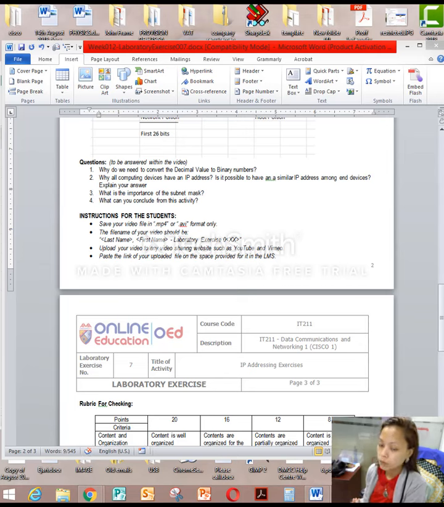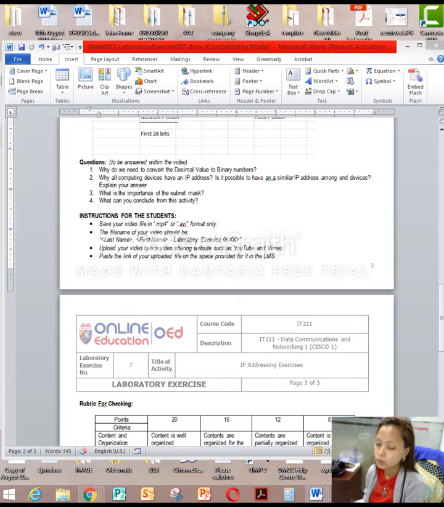Question number 3. What is the importance of the subnet mask? Subnet masks are critical to communications on an IP network. Network devices use the IP address target and defined net mask to determine if the network the host is on is a local subnet or a remote network. This is important because devices act differently depending on the result.